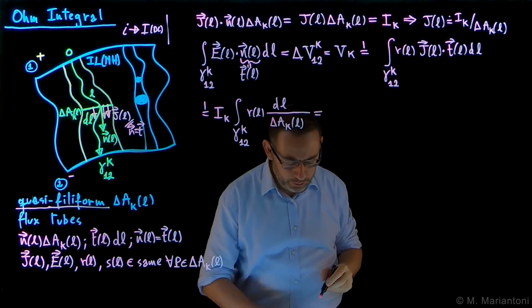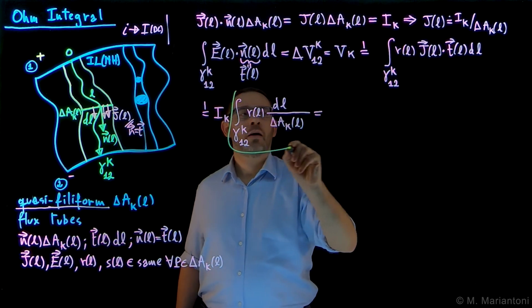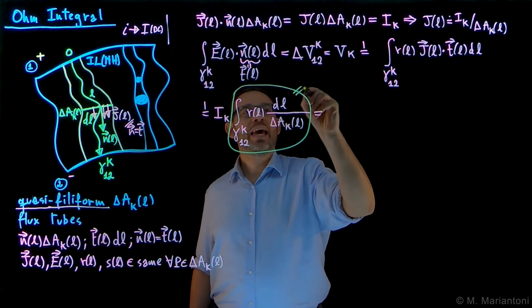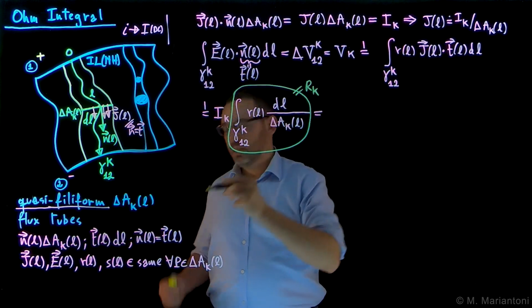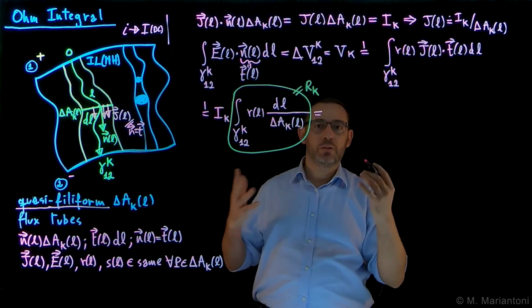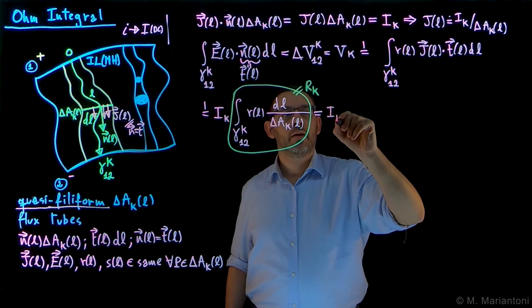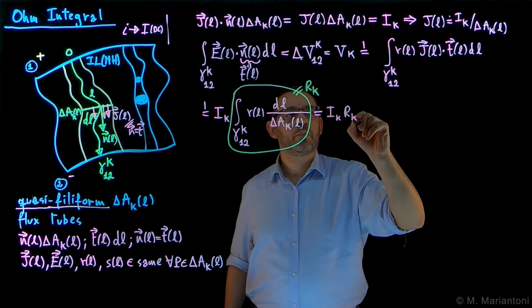This, by definition, we call the resistance R_k of the kth spaghetto, of the kth flux tube. Okay, so remember we need to sum to get the overall current in a minute. And so this is nothing but I_k times R_k.